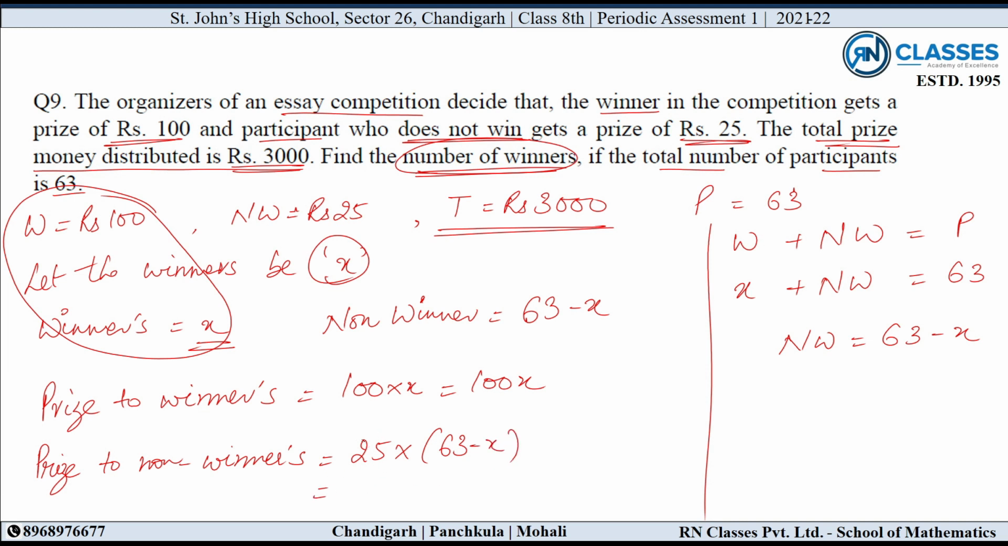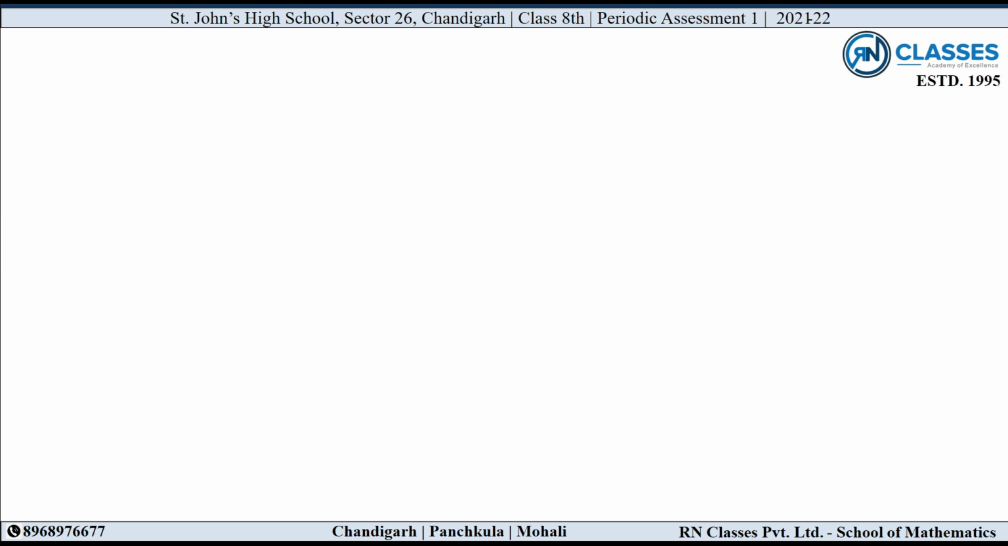Distributive property लगाओ. 25 into 63. How much it would be? 1575. Right? And this would be minus 25x. Right? Now, we have to formulate the equation. Right? We can do it easily. How? Price for winners, हमें यहां से भी कुछ amount मिला. Price for non-winners, हमें यहां से भी कुछ amount मिला. इन दोनों को अगर मैं add कर दूं, is equal to total money distributed.